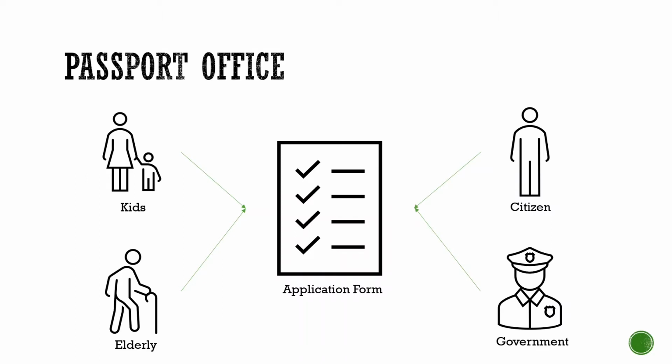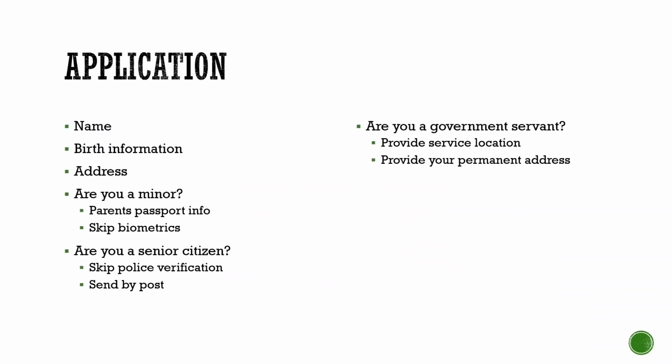Let's look at the sample application. You can see the applicant should carefully go through the application and fill only the relevant sections. For example, if you are a minor or a kid, then you should fill in your parents' passport info and you need not give the biometrics. If you are a senior citizen, then you can skip the police verification and you can ask the passport to be sent via post. If you are a government servant, then you provide your service location and you also need to provide your permanent address, things like this. So when somebody starts to fill in, they have to really think through what are all the relevant things and they have to fill in only the relevant sections.